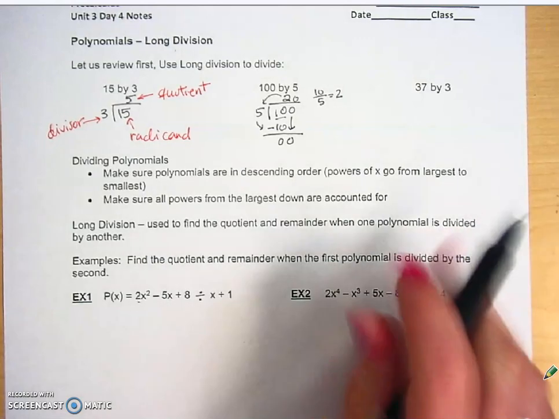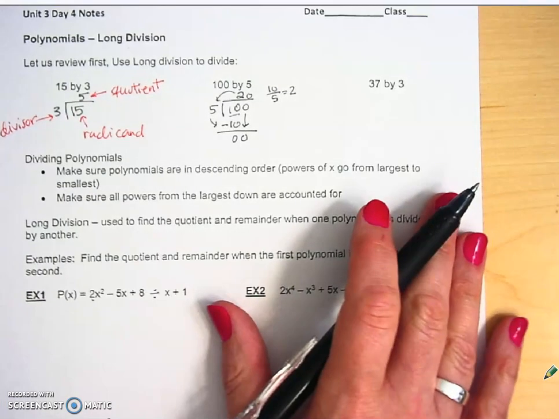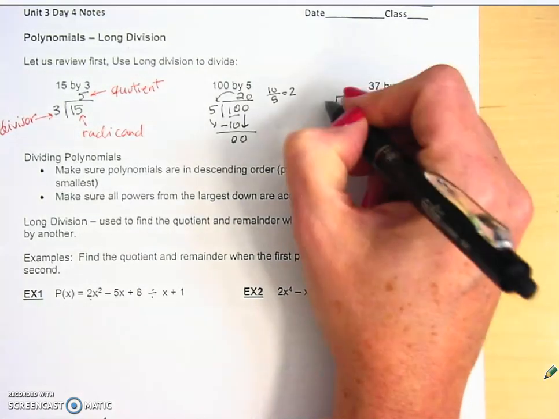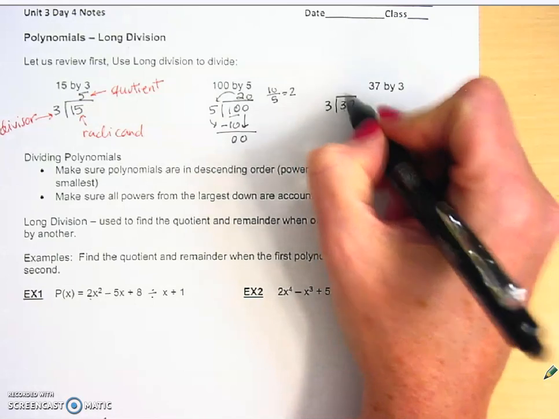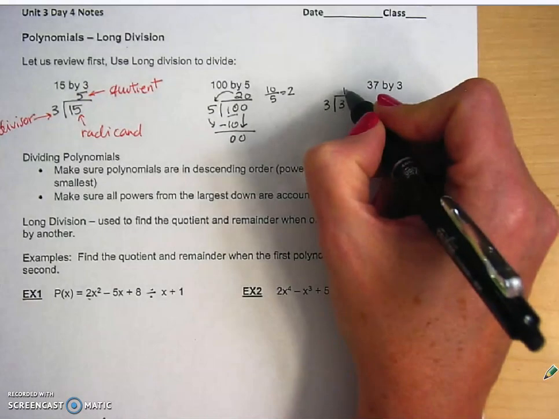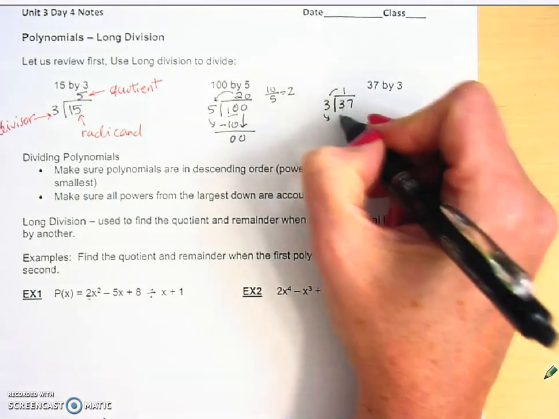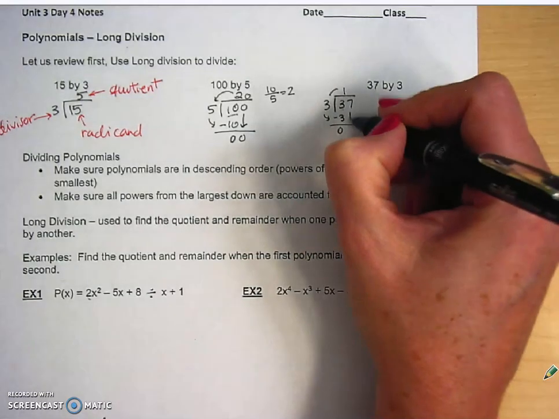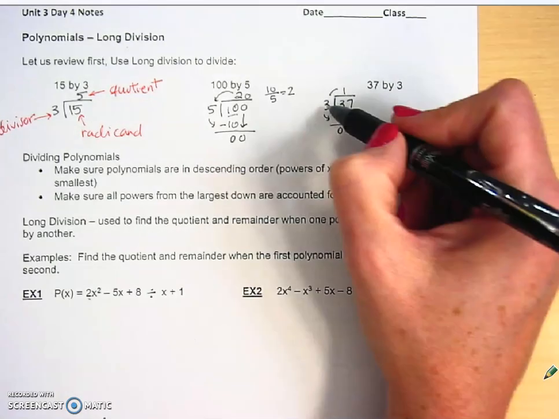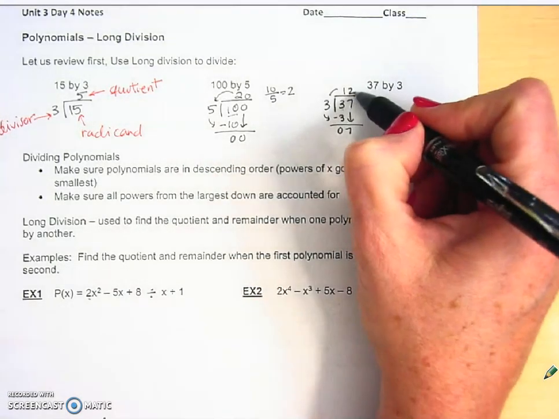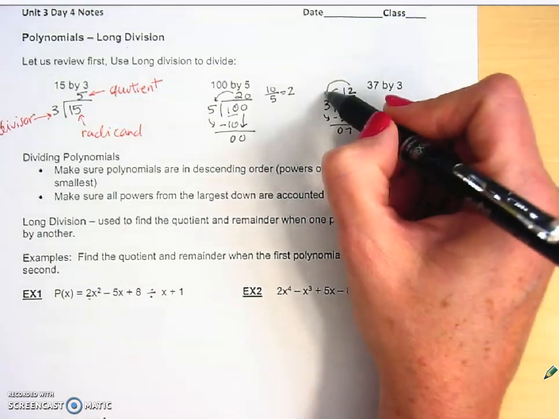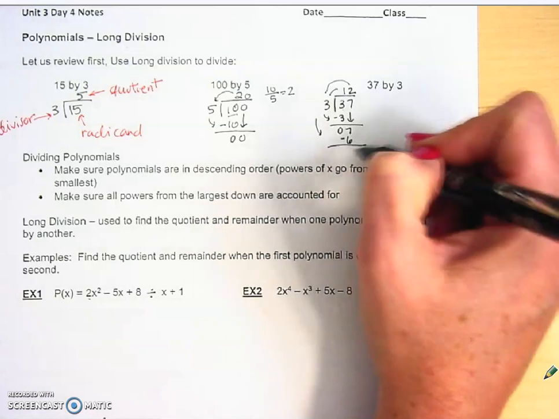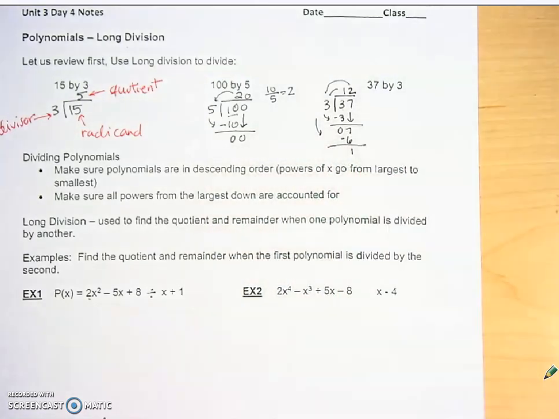Now, 37 by 3 is the first time that we have a remainder. So 37 divided by 3, I would say that 3 goes into 3 one time. 1 times 3 is 3. I would subtract that off and get 0. And then I would bring down the 7. I would say 3 goes into 7 two times. I would take that 2 times the 3, bring it down and get 6. I would subtract that off, and I would have a remainder of 1.